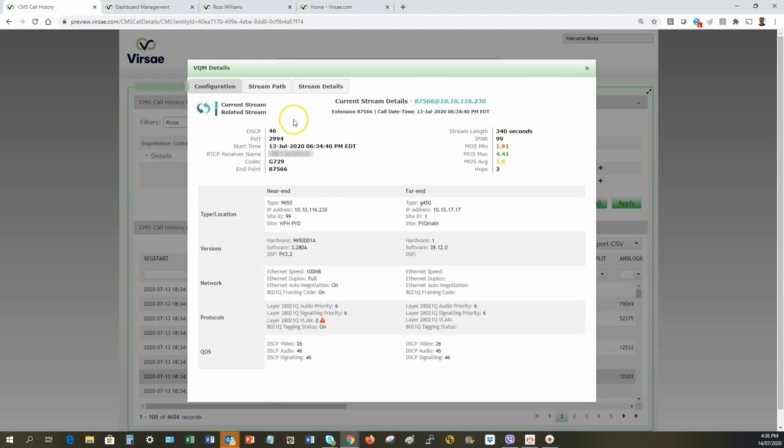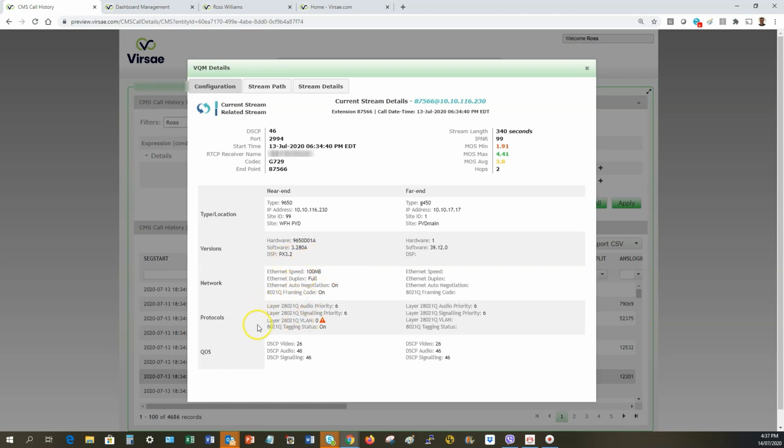So you can see up here through this middle section, that's the details of the stream, 340 seconds long. The agent was in IPNet region 99. Agent ID was 87566. The MOS minimum was 1.91, maximum 4.41, and the average was 3.8, and a couple of hops there. Moving down through the screen here, we can see the configuration of the agent on the left-hand side. So we can see it's a 9650, for example. We can see that it's running firmware 3.280A. The firmware in the DSP is PX 3.2. Speed and duplex, 100 meg full, which is good.